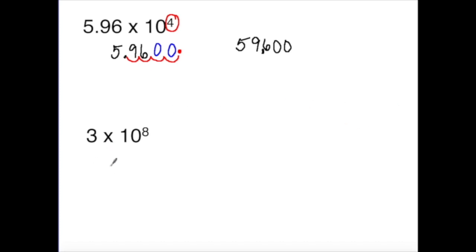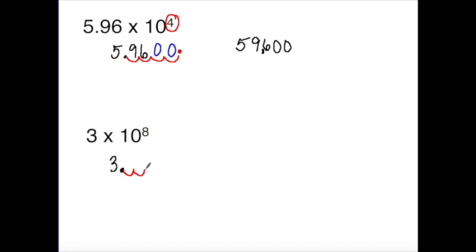So now let's take a look at this one. We have the product of a number between 1 and 10 and a power of 10. So right now, I don't see a decimal. And it's important to remember that the decimal is always after that whole number there. So let's put the decimal there. And now we just need to move the decimal by a power of 10. And our power of 10 this time is 8. So let's just move it.